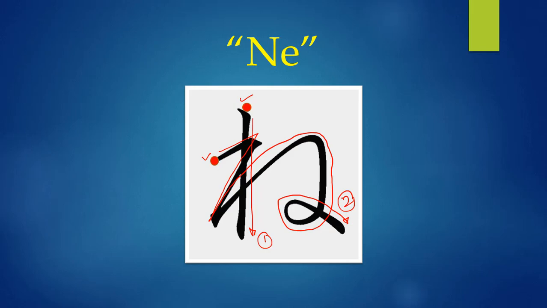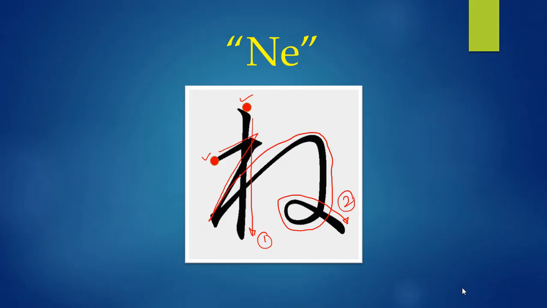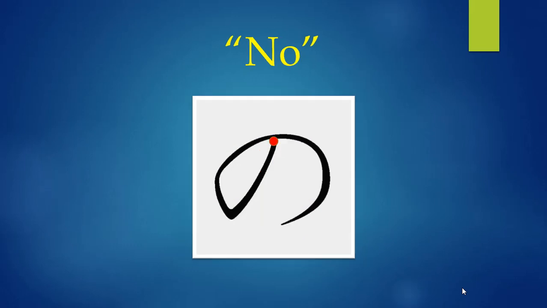Okay, we will see it through a video. This is first stroke, then this is second stroke. I'll play again. So this is first stroke, then this is second stroke. So this is the way to write Ne. The next letter is No.